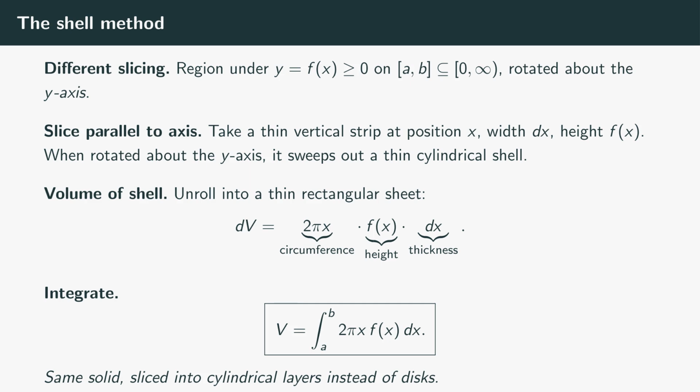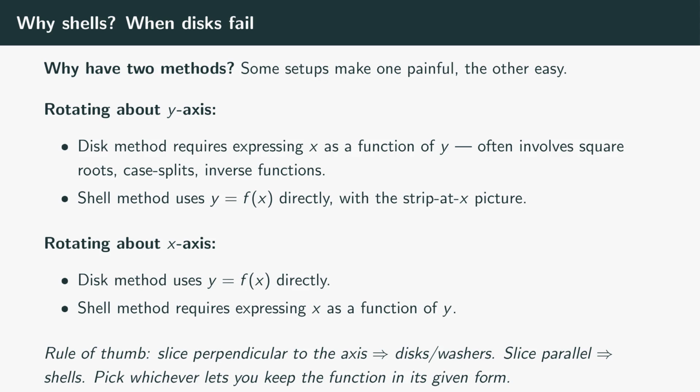Sum all the shells by integrating from a to b. V equals the integral from a to b of 2 pi x times f of x dx. That's the shell formula. Same solid, sliced into cylindrical layers instead of disks, like the layers of an onion expanding outward from the axis.